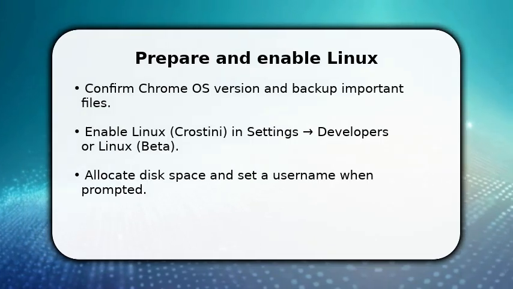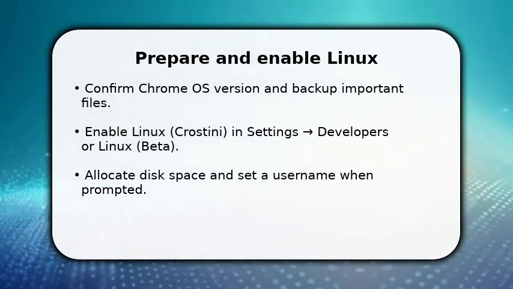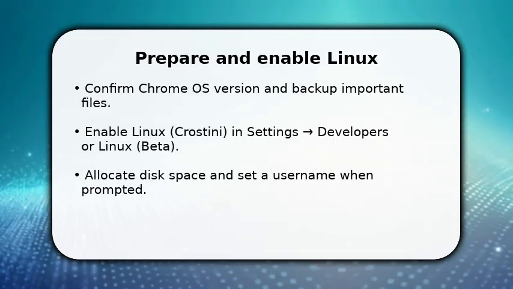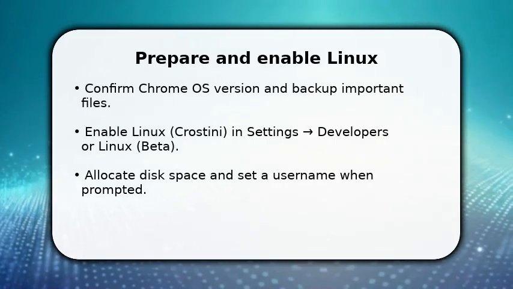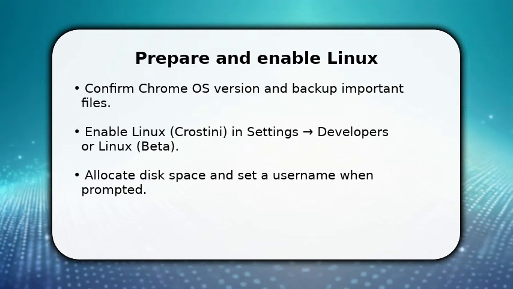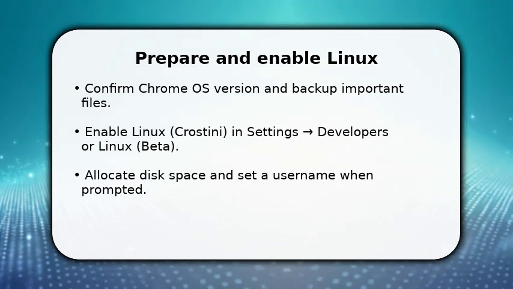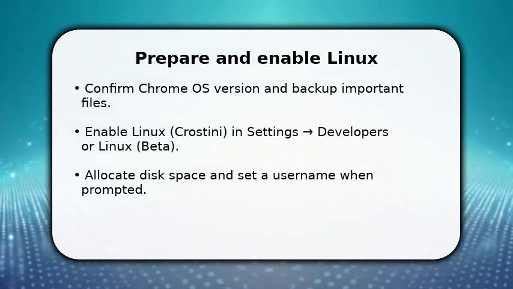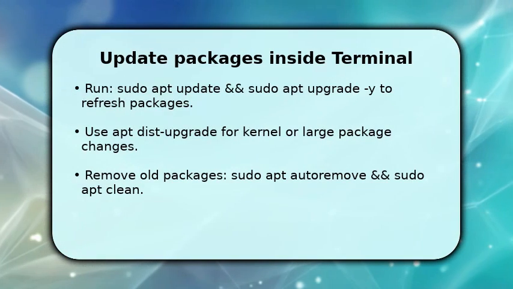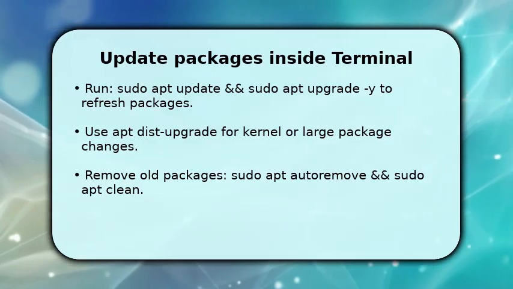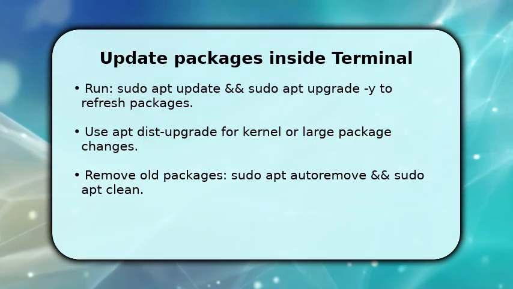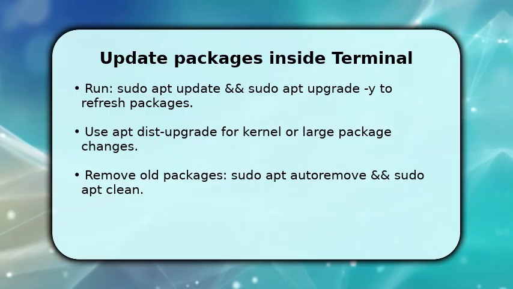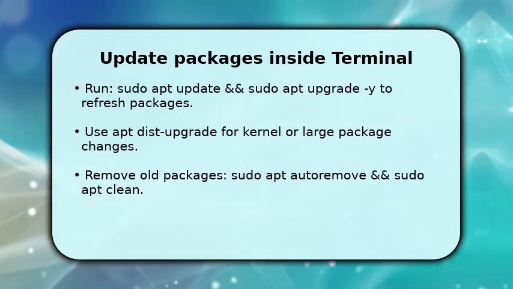You need root equivalent commands later, so make sure sudo works. This initial setup ensures the update steps that follow run inside a stable container. You'll update the package lists, then install upgrades. Run sudo apt update and sudo apt upgrade -y to fetch and apply updates. Once that completes, use sudo apt dist-upgrade if packages require dependency changes or kernel-like updates.